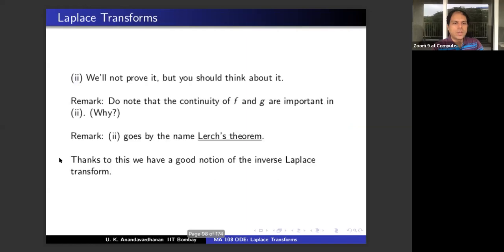So that's a remark. This goes by the name Lerch's theorem. Lerch is a mathematician, and this is in his name. So thanks to this, we have a good notion of the inverse Laplace transform. A very, very important sentence in this lecture.